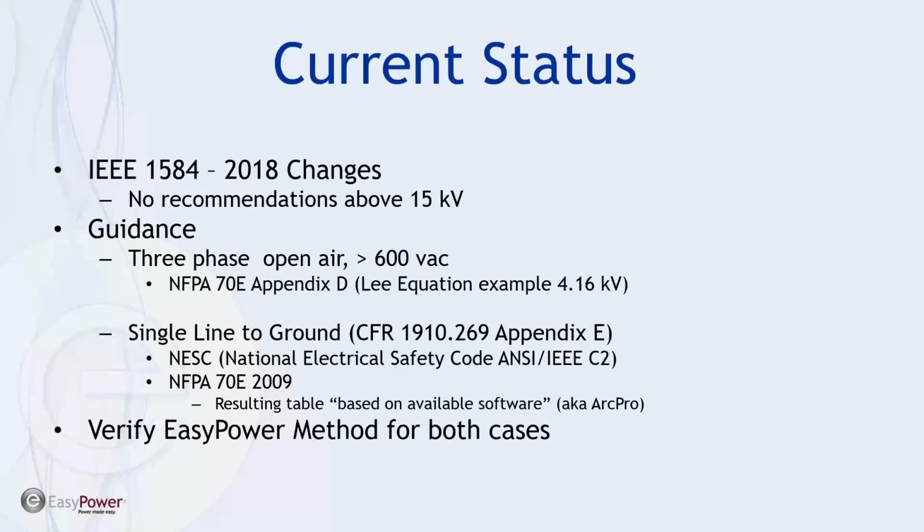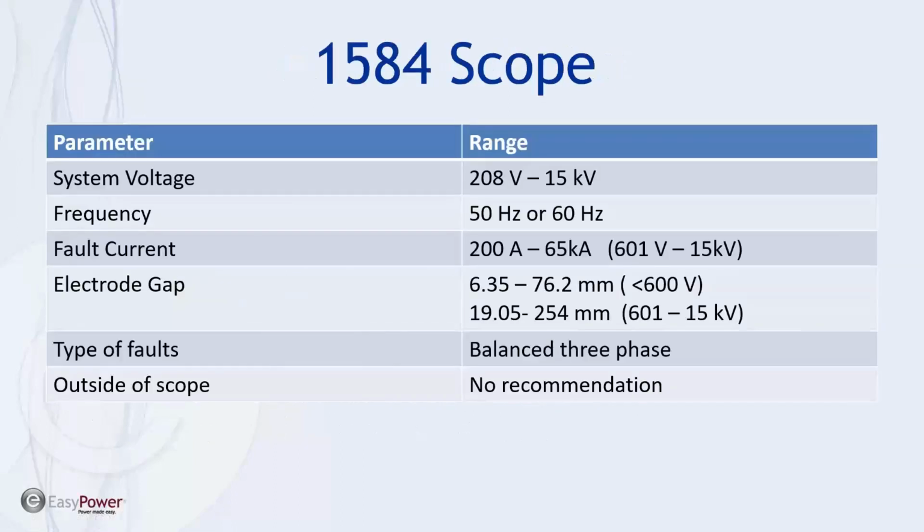Okay, so the current status is there's no recommendation from 1584. The guidance that we have from Ralph Lee equations is available for a model that is 3-phase open air and good for greater than 600 volts. Again, the single line to ground is a resulting table that I mentioned is based upon available software. And I'm going to walk through some examples that show that EasyPower is good for both.